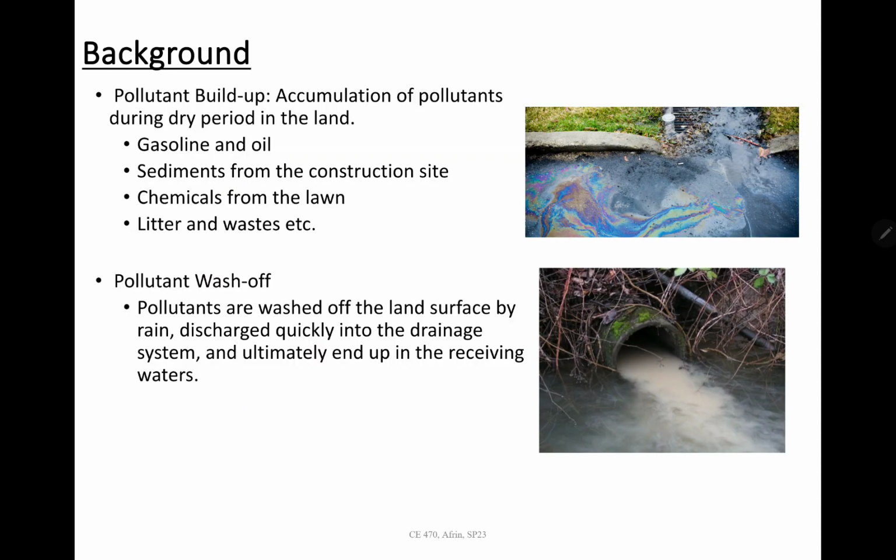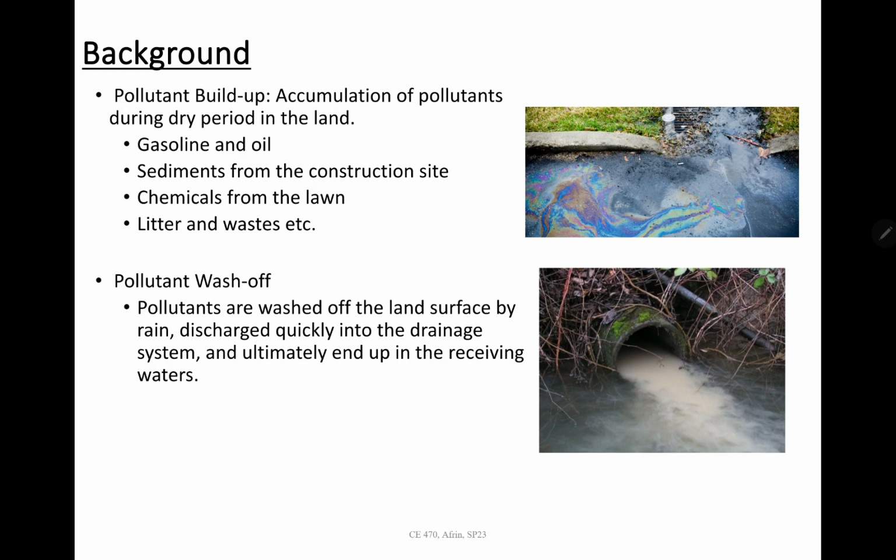There are basically two steps. The first one is right after the rainfall until the next rainfall. In between, during this dry period, there can be different types of pollutant buildup. That is the first step: at first the pollutants need to build up, and the second one is that because of the rain, this pollutant will be washed off.